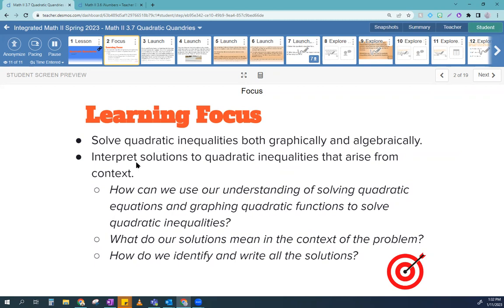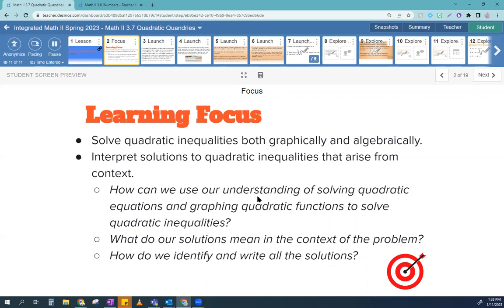It says interpret solutions to quadratic inequalities that arise from a context. So again, working with word problems. And these are the questions that you should be able to answer. How can we use our understanding of solving quadratic equations and graphing quadratic functions to solve quadratic inequalities? And what do our solutions mean in the context of a problem? And how do we identify and write all the solutions?